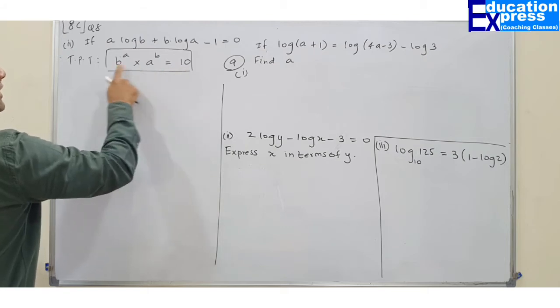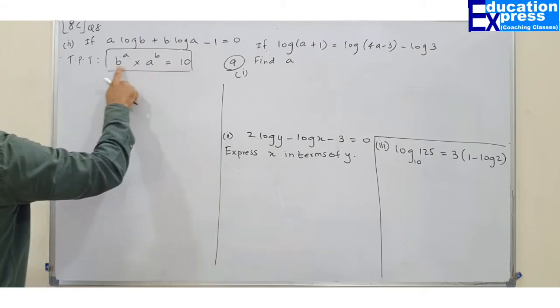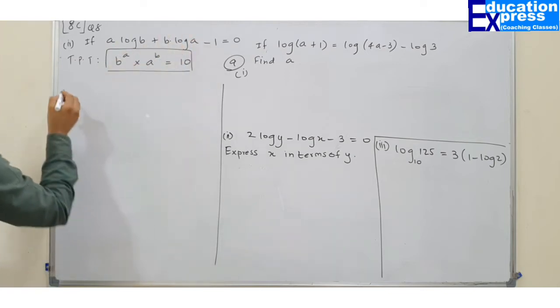They are all independent of log. You can check it out, they are independent of log. So they are in the exponential form. Let us see how we can do that.